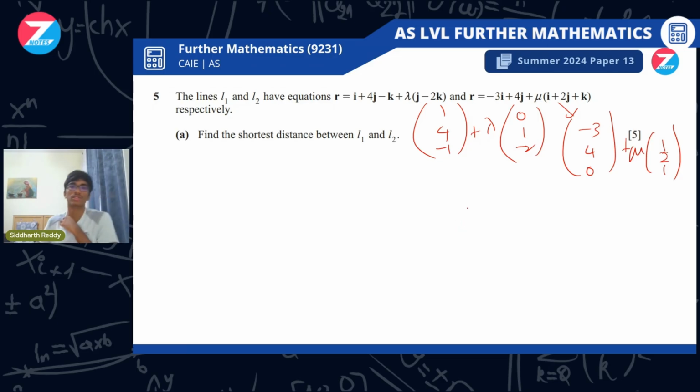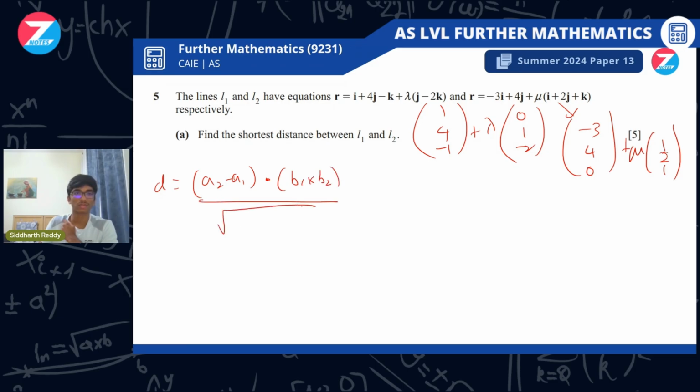So find the shortest distance between L1 and L2. The shortest distance formula is equal to (A2 minus A1) dot the cross product of B1 and B2, divided by the magnitude of B1 cross B2.